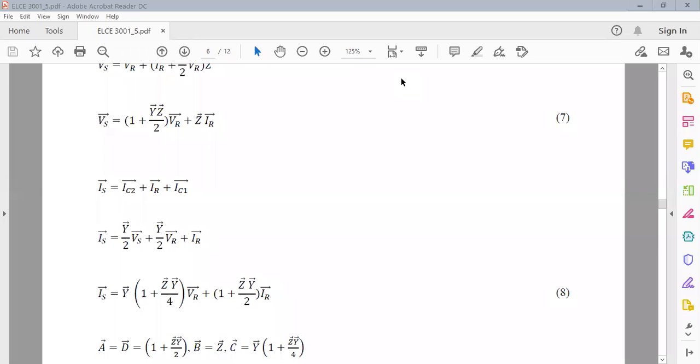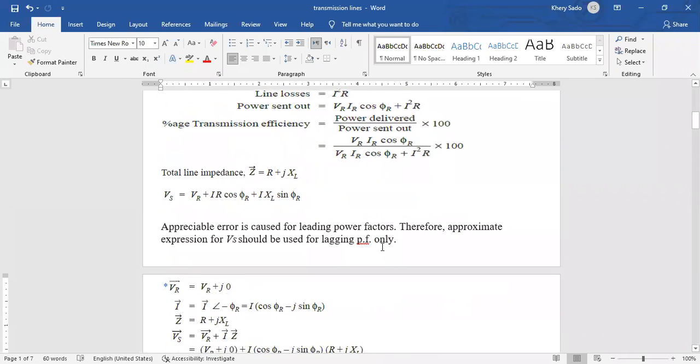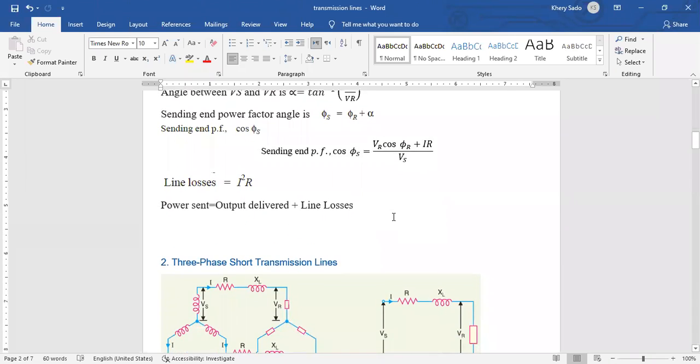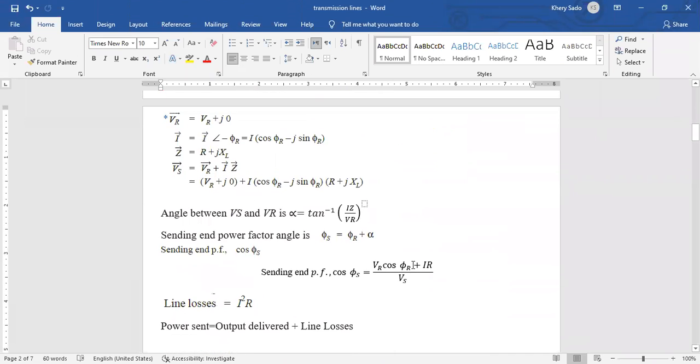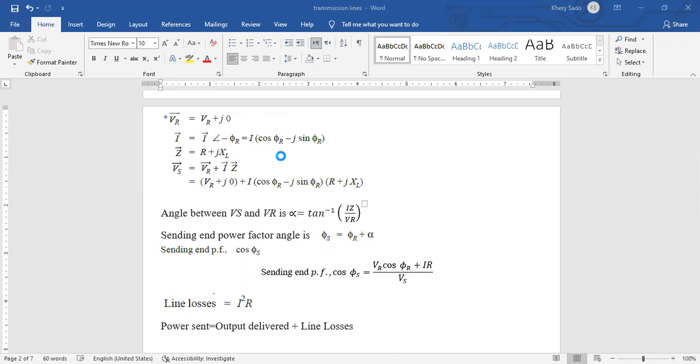Let's go to our Word. So now here I will upload this one also for you on the model. Just a second.